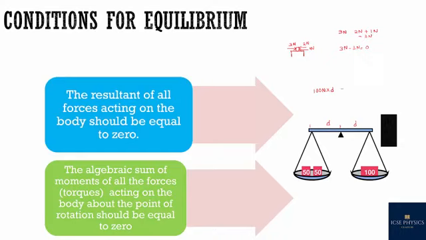The distance. And what will be the moment here? Again 100 into d. So what will happen? Clockwise moment is equal to anti-clockwise moment, right? So when the algebraic sum is equal to 0, if I take it to this side, what will happen? 100 Newton into d minus 100 Newton into d is equal to 0. So the algebraic sum of the moments of force is 0. When these two conditions are achieved, then a body is said to be in equilibrium.